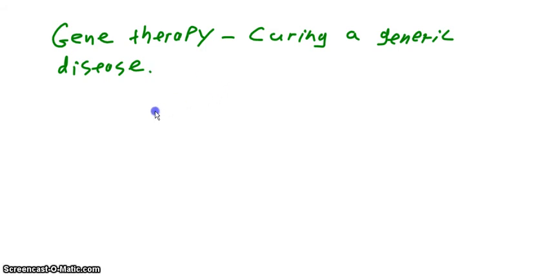So again, we're not going to talk about the tools, just like we didn't talk about the tools of cloning, because there are lots of tools and they're very complicated. But the basic process of gene therapy is fairly straightforward and fairly simple. So we're going to use the example of someone who has sickle cell anemia.